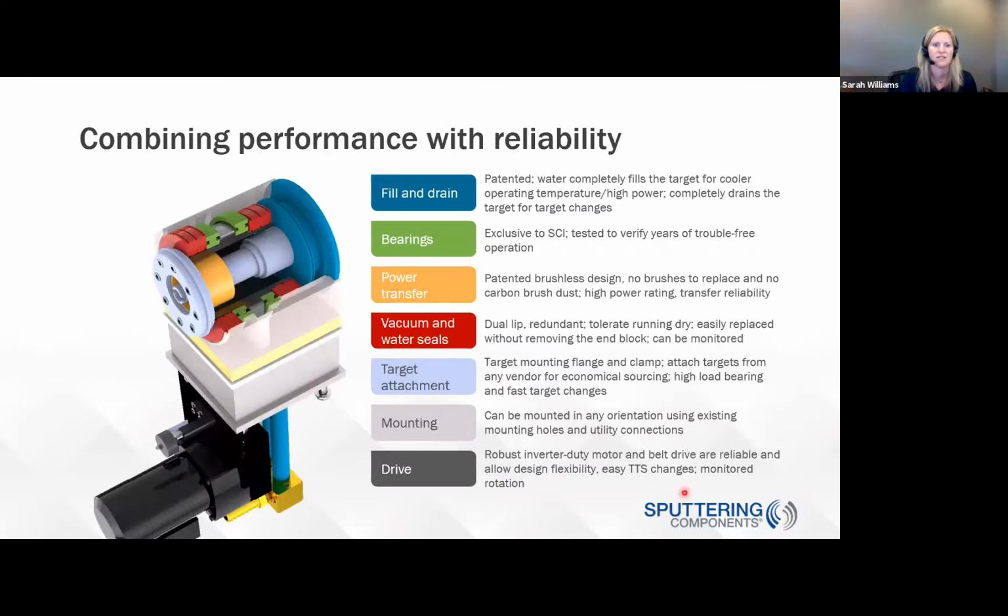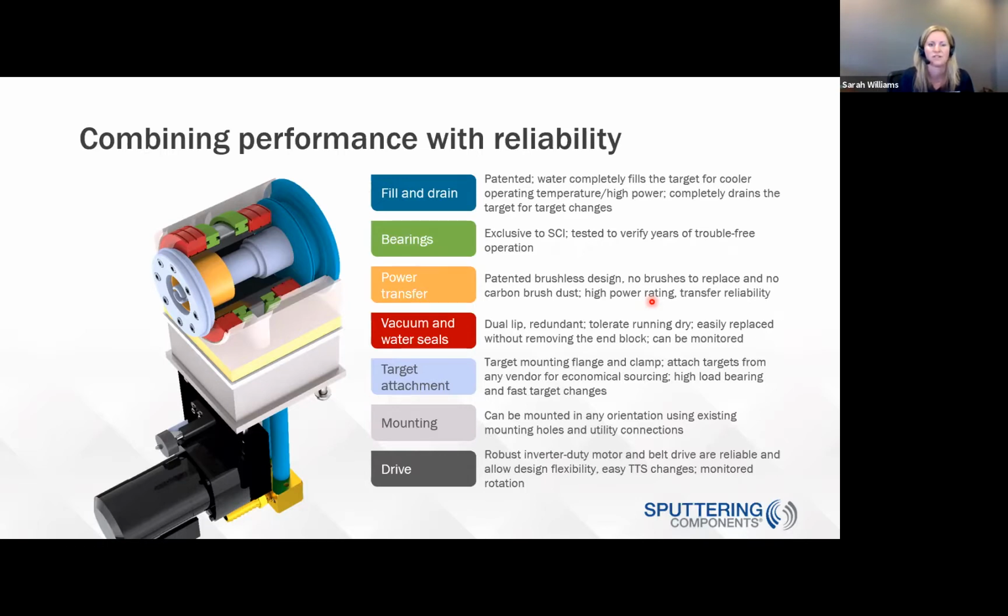This is an artist rendition of an M block. So we can just go through the main features here. The fill and drain: we have a patented fill and drain feature where the water completely fills the target for better, more efficient water cooling. That's not always the case in other M blocks. And then you can completely drain the target of water when you want to do a target change. We've got heavy duty bearings. We've done many years of testing on these bearings, and we verified them for years of trouble-free operation.